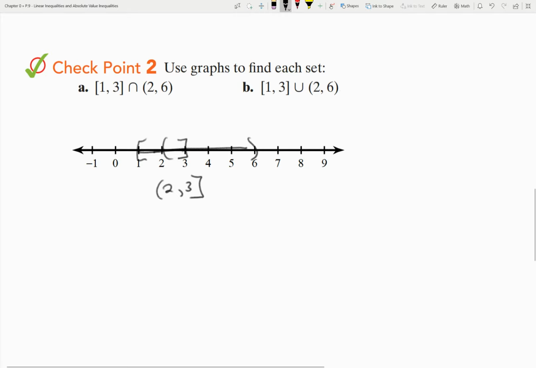The union would be from 1 to 6. Furthest to the left to the furthest to the right. Intersection, where they overlap. Union, put them both together.